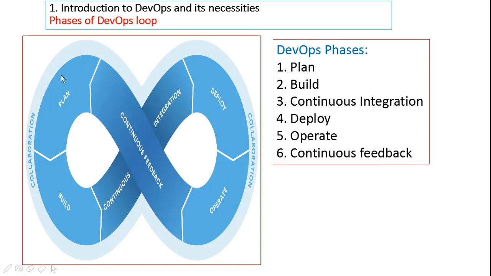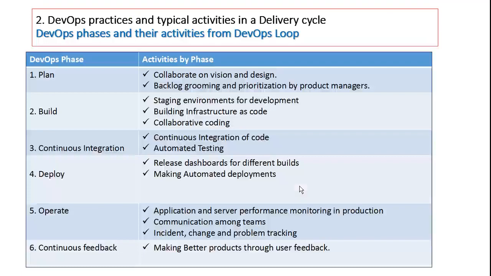This particular continuous feedback is there across the activities also, and in total I can say 6 major phases or stages in the DevOps loop. We'll see in the next slide what the activities are, phase-wise or stage-wise, in DevOps. If you see in planning, you can have collaborative vision and design also, like you collaborate on a particular product vision and design those particular features. And the next one is backlog grooming and prioritization by product managers.